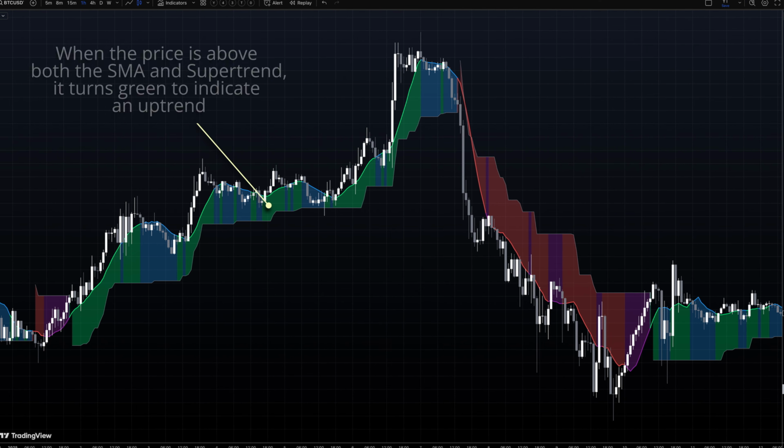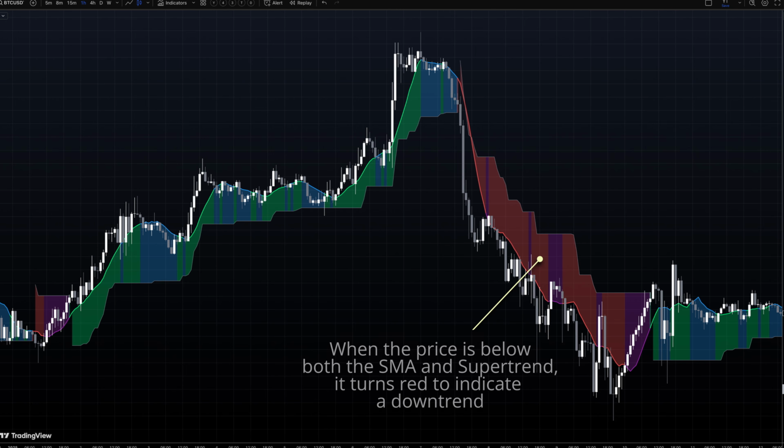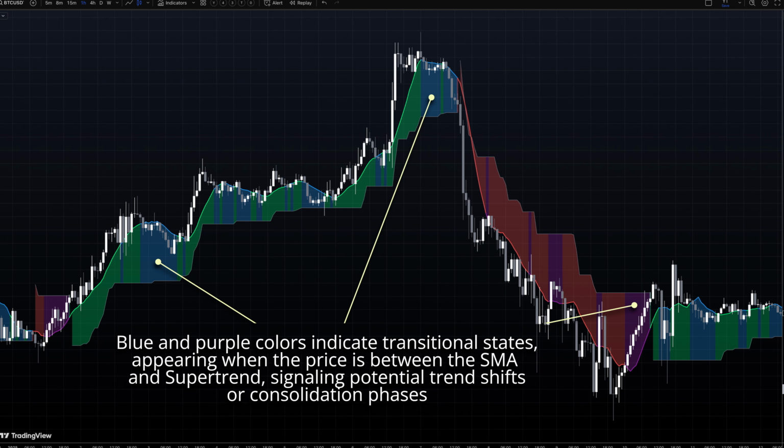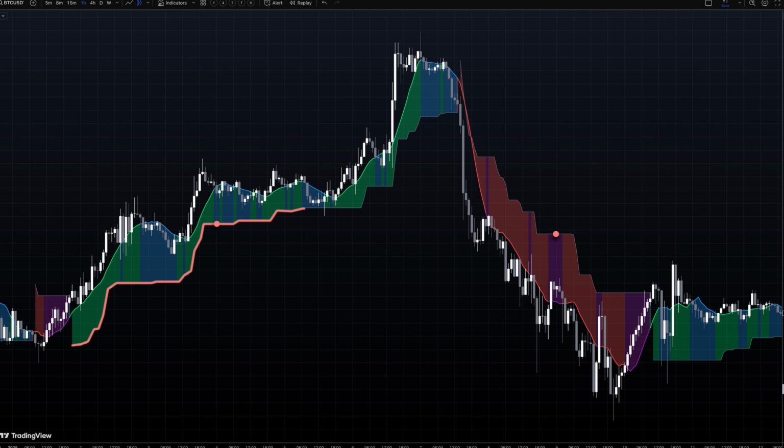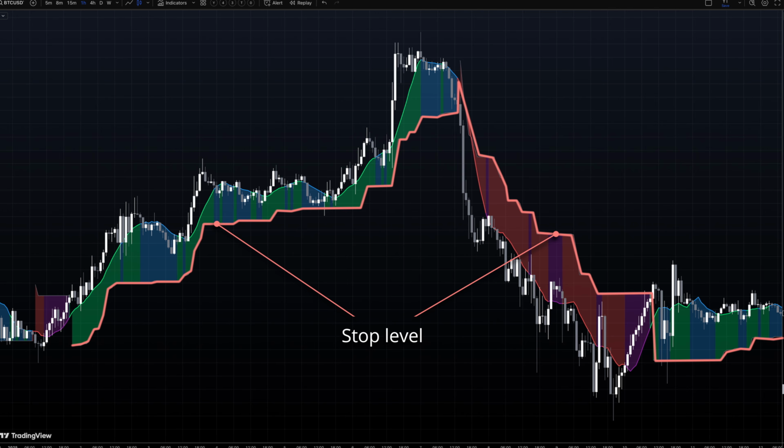When the price is above the SMA and super trend, it appears green, signaling an uptrend. If the price is below both, it turns red, indicating a downtrend. Blue and purple colors represent transitional states where the price is between the two. Additionally, the indicator plots stop levels for potential trend reversals.